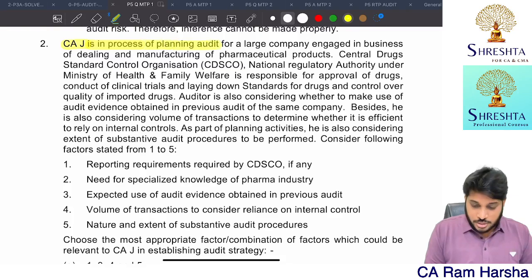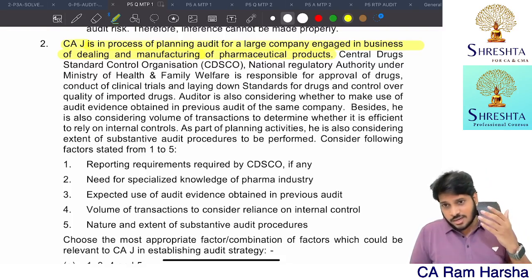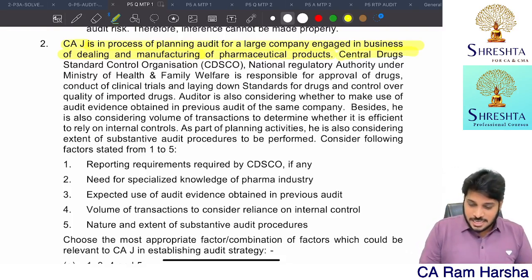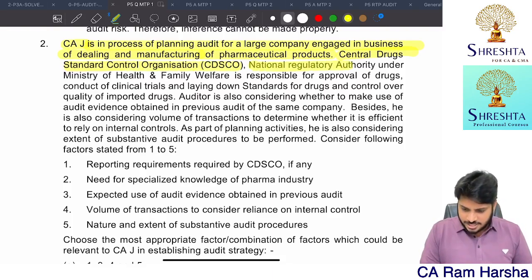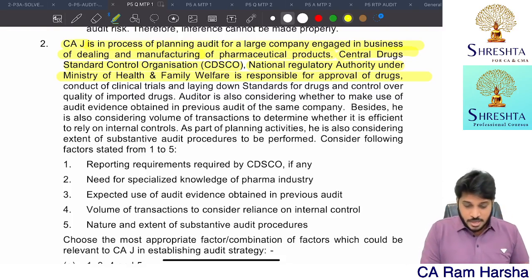CAJ is in the process of planning the audit of a large company engaged in the business of dealing and manufacturing pharma products. Pharma company audit. In fact, if you recollect, when I'm discussing many provisions, I discuss pharma company provisions also sometimes. Central Drugs Standard Control Organization, the National Regulatory Authority under the Ministry of Health, is responsible for drug approval. They are conducting clinical trials and laying down standards for drugs and control over the quality of imported drugs.